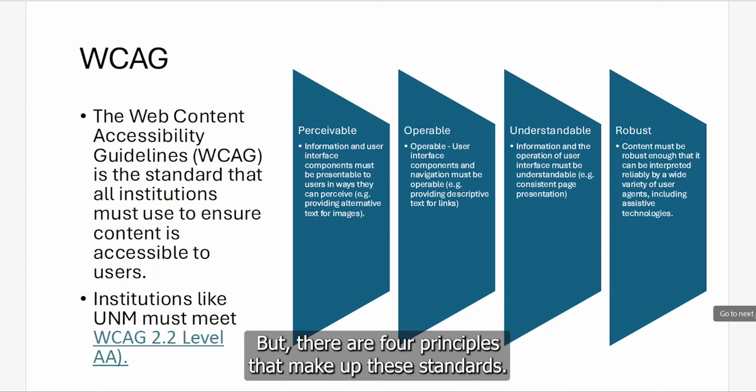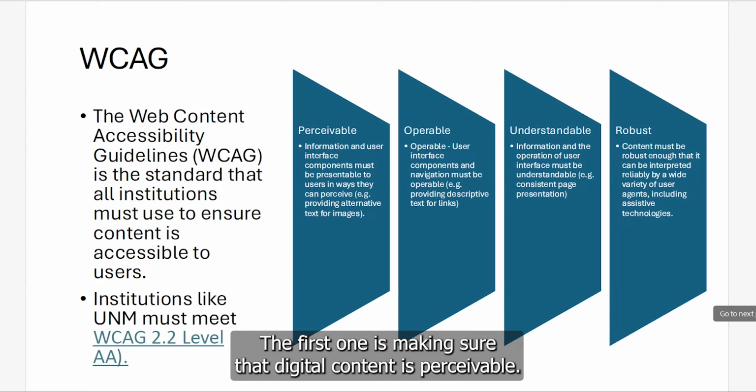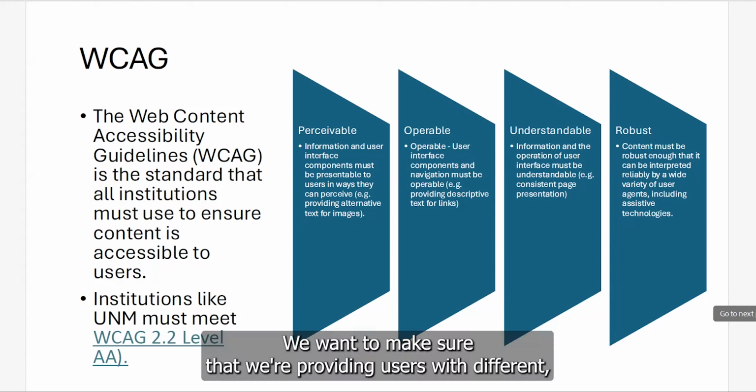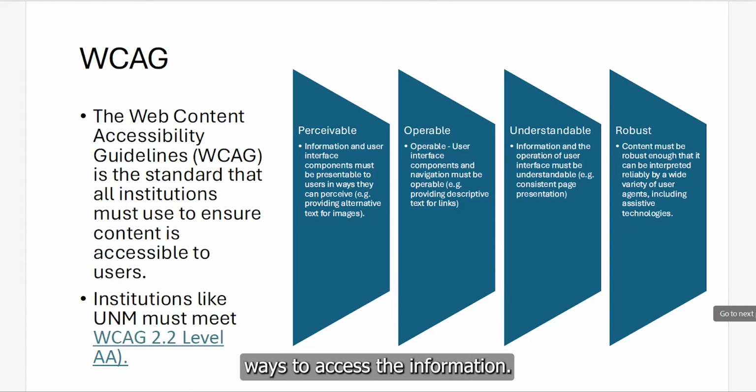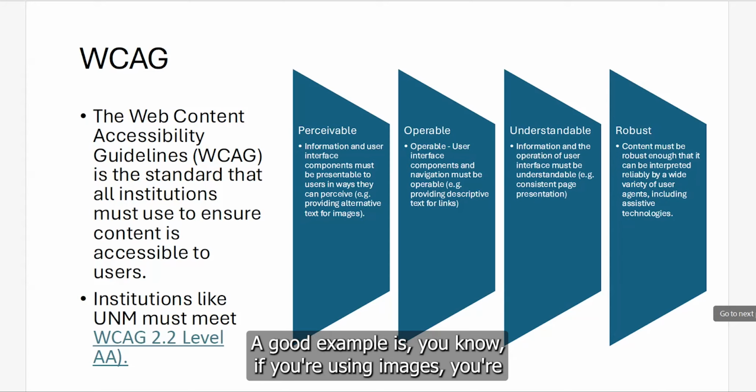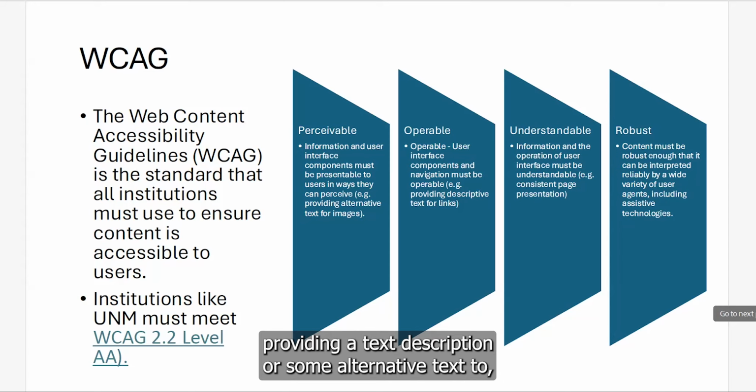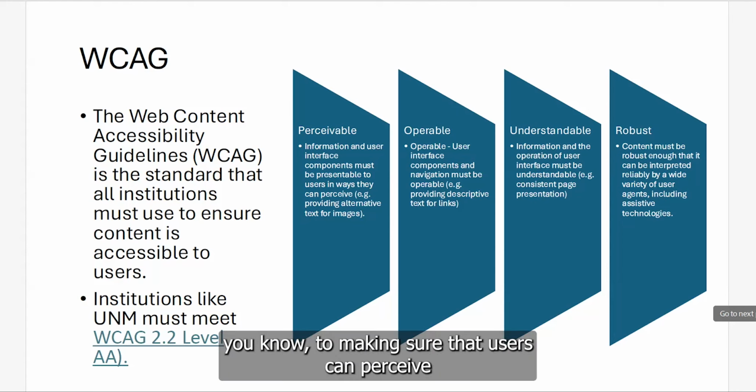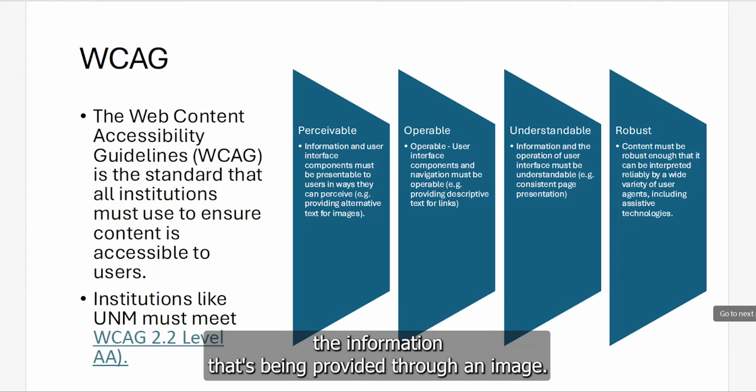But there are 4 principles that make up these standards. The first one is making sure that digital content is perceivable. We want to make sure that we're providing users with different ways to access the information. A good example is, if you're using images, you're providing a text description or some alternative text to making sure that users can perceive the information that's being provided through an image.